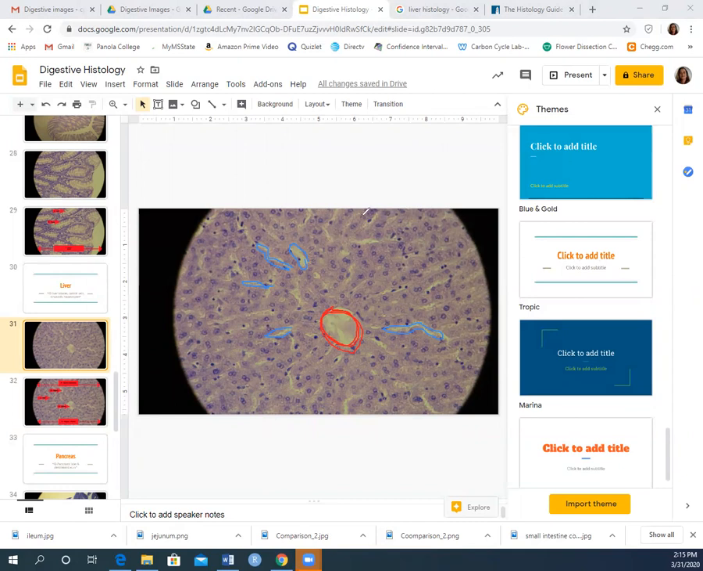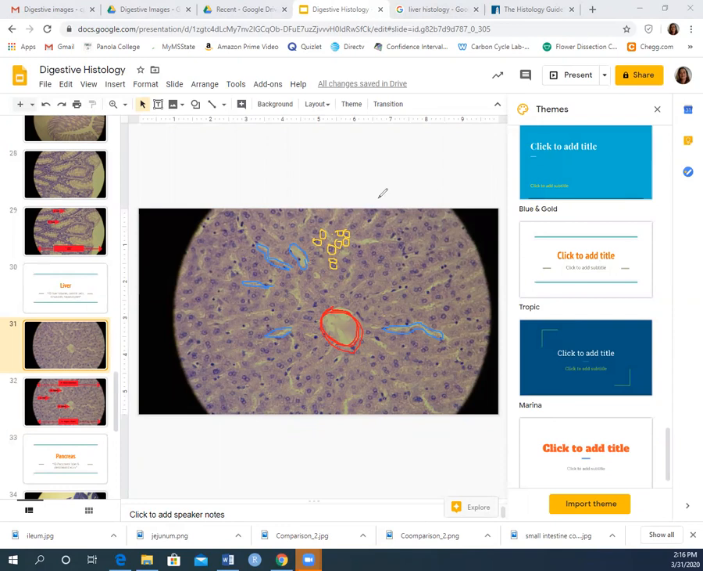Now, in the liver, each one of these liver cells is called a hepatocyte. So every time you see a nucleus, that's another hepatocyte. Those were traced in yellow.